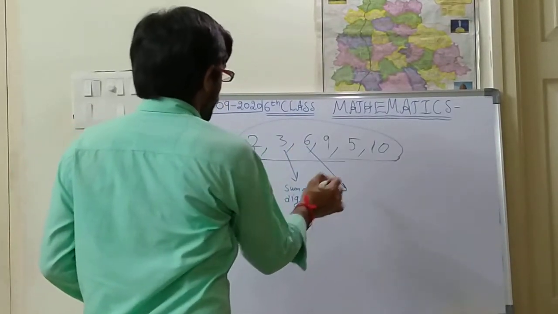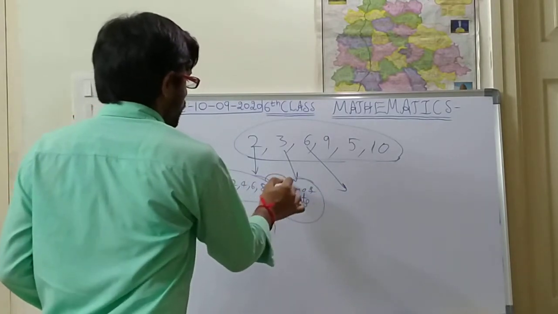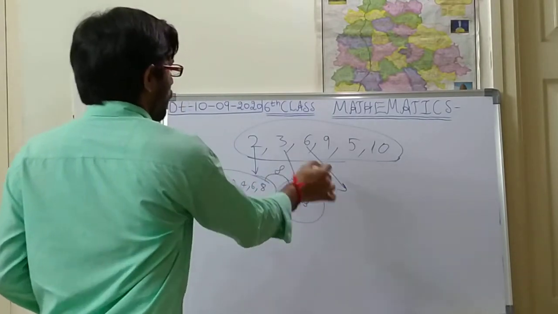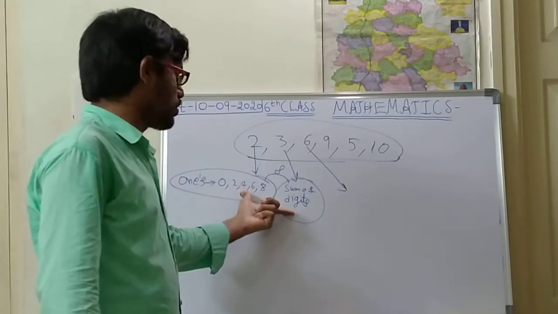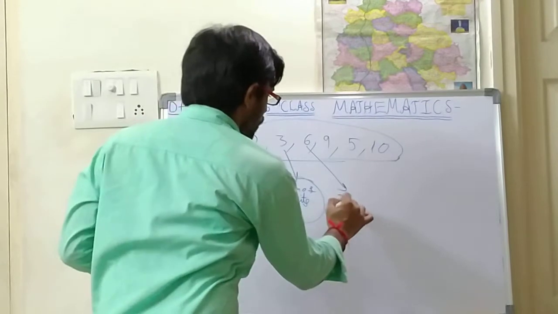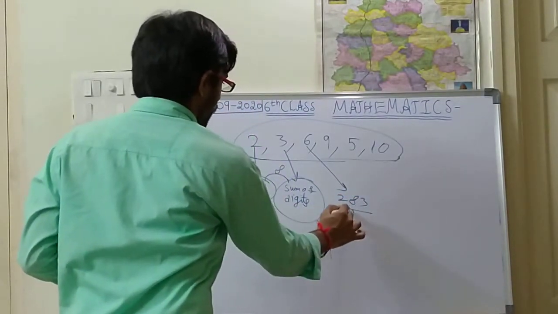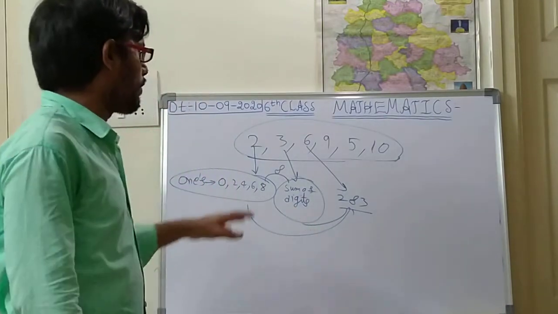For 6, it should satisfy both these two conditions. If a number satisfies these two conditions, that means 2 and 3, then it is divisible by 6. So that is how you are supposed to identify. This is the thing about 6.